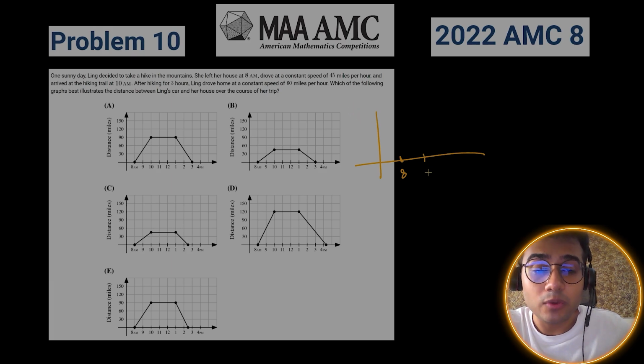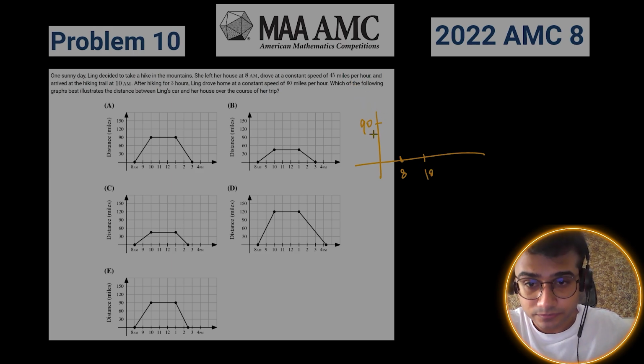So after 2 hours. If you drive for 2 hours at 45 miles per hour, you would cover 90 miles, right? So that is the point she should be at the 10 a.m. mark. Then she hiked for 3 hours. That means during that time she did not move at all. So for those 3 hours she's going to be at the same level.